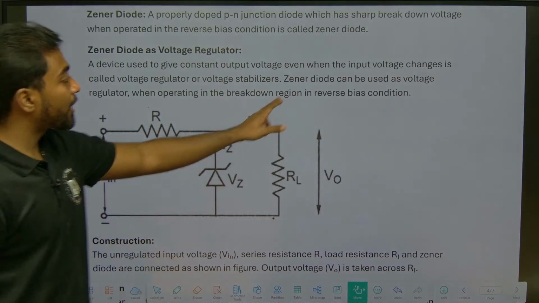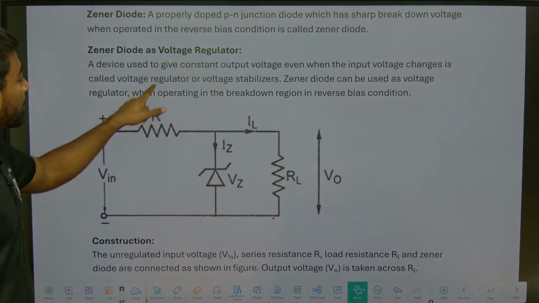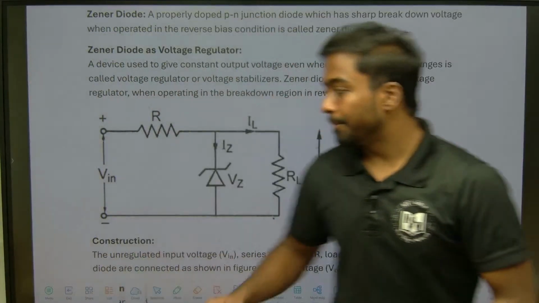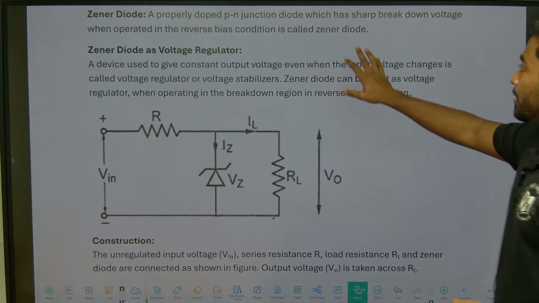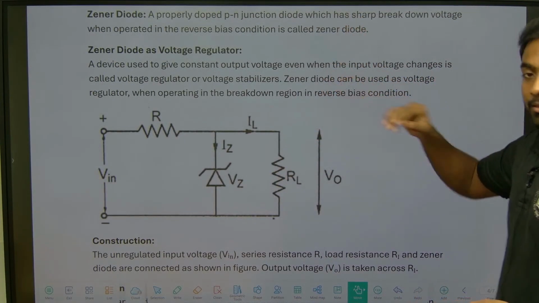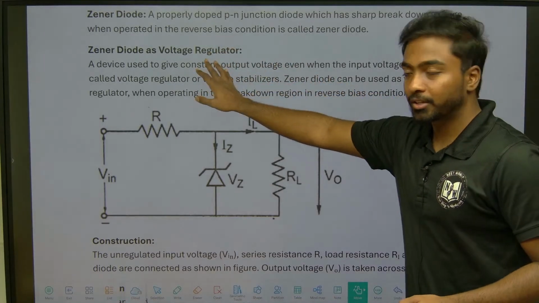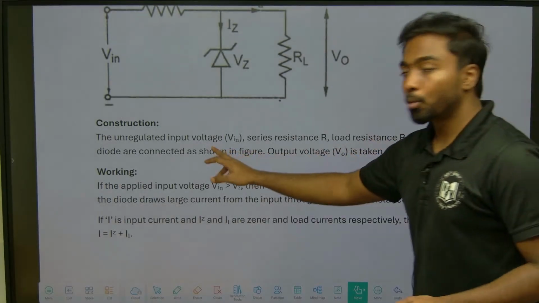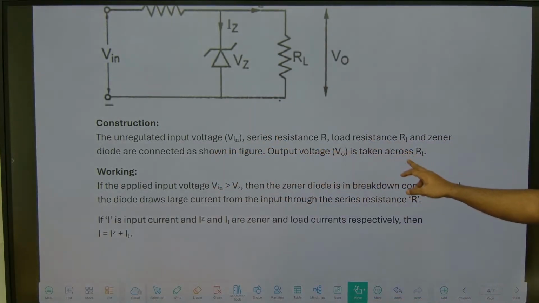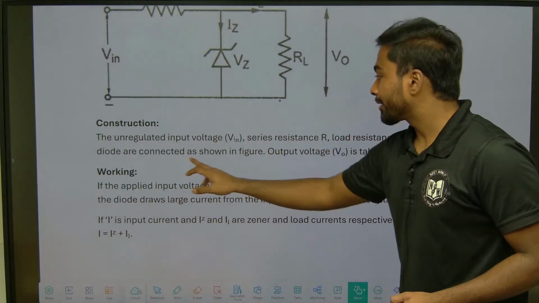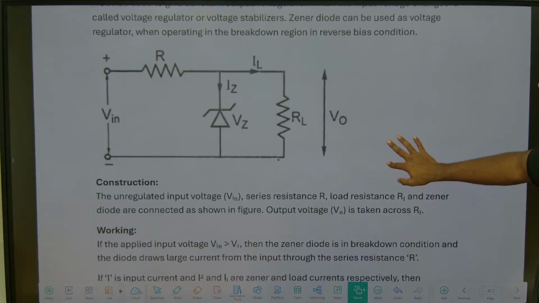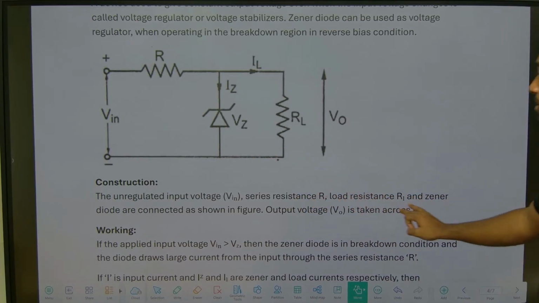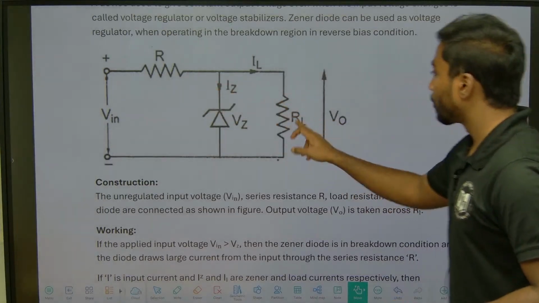So a Zener diode can be used as a voltage regulator when operating in the breakdown region in reverse bias condition. Only then can we use it as a voltage regulator. So how do we construct that? An unregulated input voltage, a series resistance, a load resistance and a Zener diode are connected as shown in the given figure.